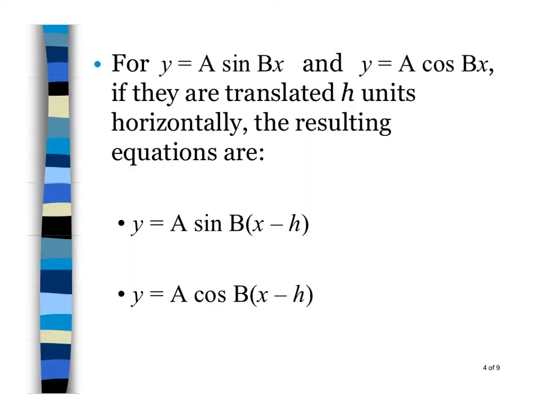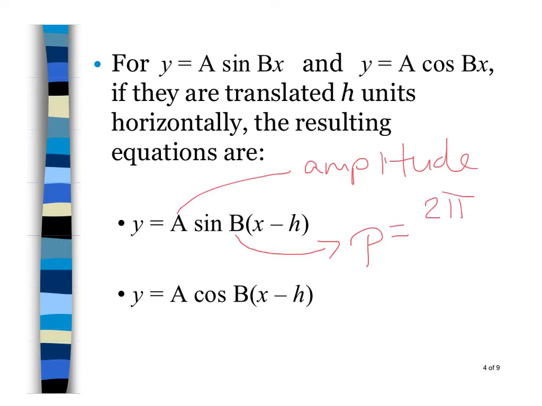So here are our equations. We have y equals a sine of b times (x minus h) and y equals a cosine of b times (x minus h). The a is still our amplitude, and the b has to do with the period. So you still get the period by saying 2 pi over b. Okay?